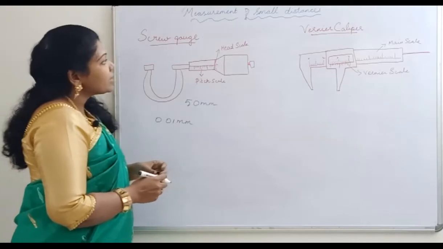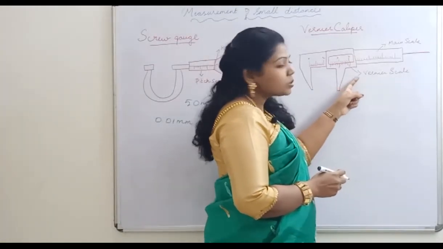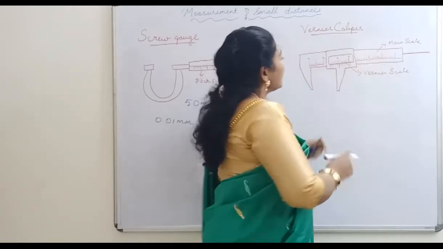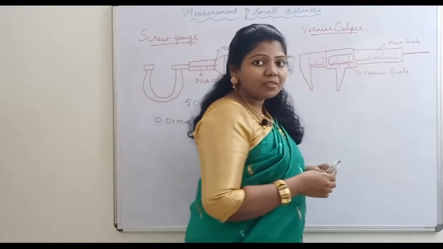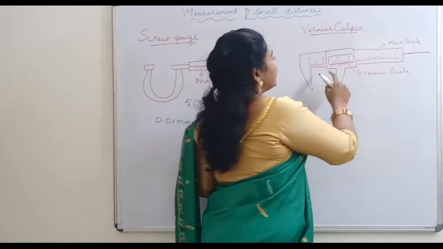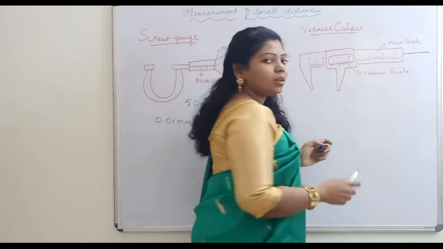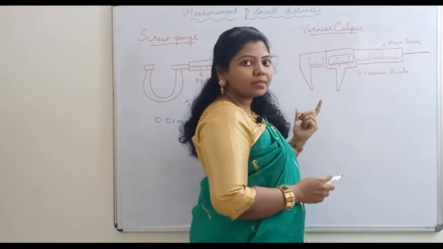Next we can see about the Vernier caliper. The Vernier caliper also has two scales. One is called the Vernier scale and the other one is the main scale. So this is the main scale, like the scale which we are using, and this is called the Vernier scale. So what are we using this Vernier for?